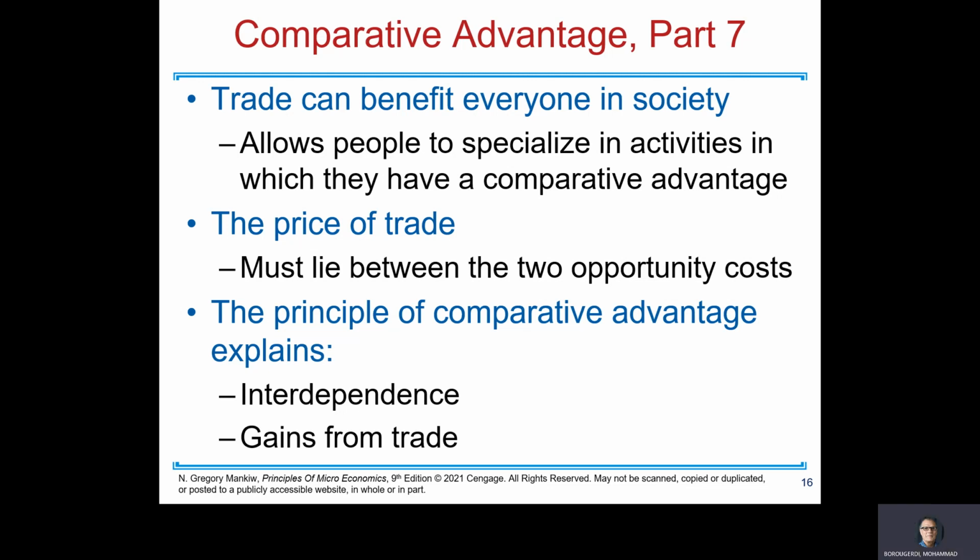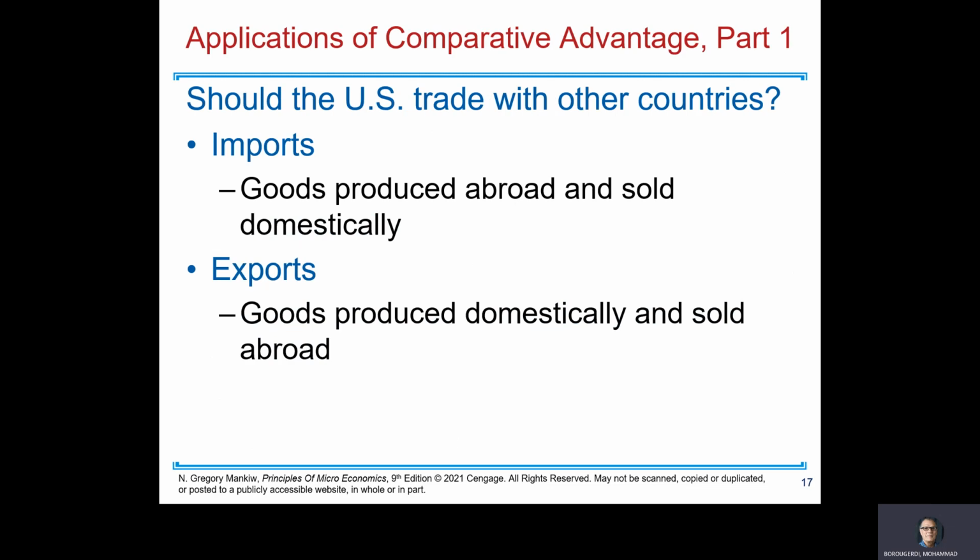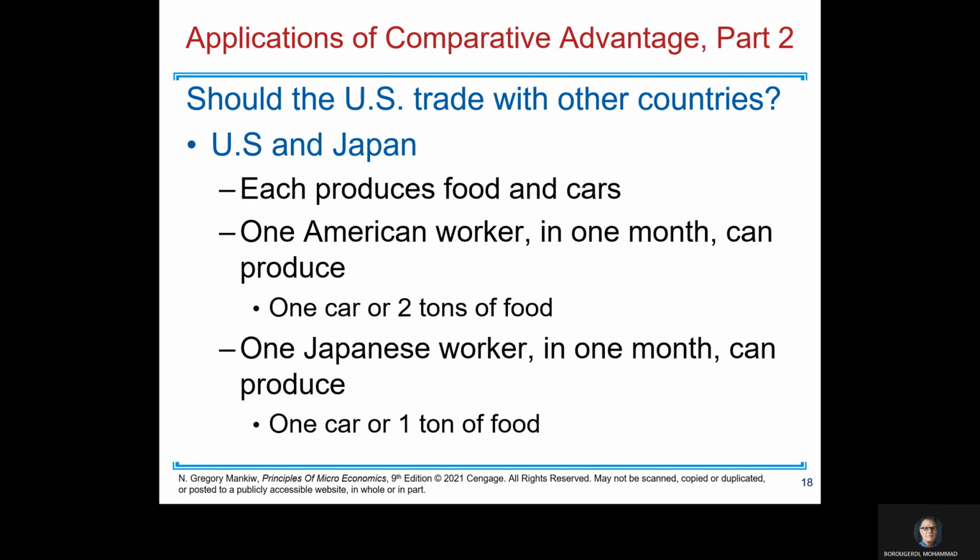The price of the trade must lie between the two opportunity costs, and we already covered that. The principle of competitive advantage explains interdependence and gains from trade. Okay, then, should the US trade with other countries? Sure, of course. What does import mean? Goods produced abroad and sold here domestically. What is export? Goods that the US makes and sells to China or Mexico or whatever, right? And should we trade with Japan?